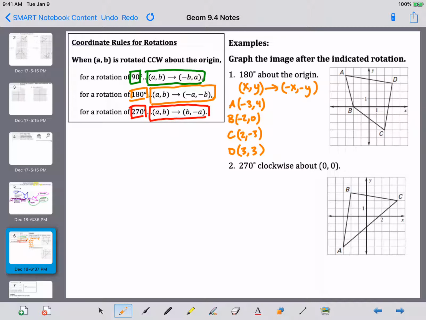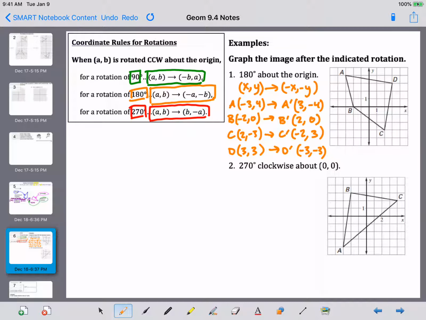So everywhere you see a negative number, you're going to make it positive. Everywhere you see a positive number, you're going to make it negative. So A prime is going to be at +3, -4. B prime is going to be at +2, 0. 0 is neither negative nor positive, so you can't change 0. -0 is the same as +0. C prime, however, is going to become -2, +3. And D prime is going to become -3, -3.